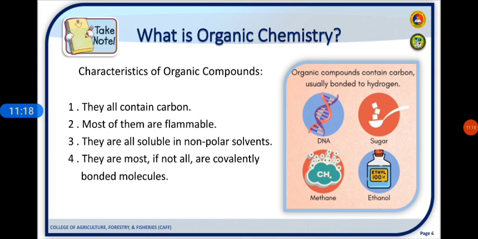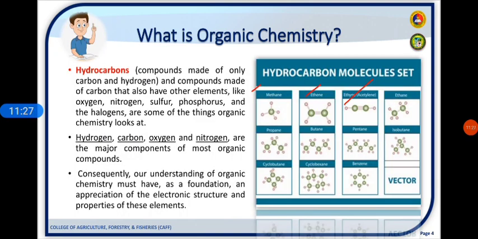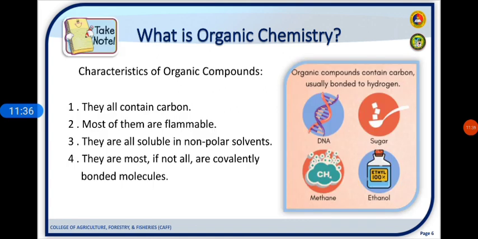Number two, most of them are flammable. For example, methane, with a chemical formula of CH4. Methane is actually flammable, and all hydrocarbons are actually flammable, such as butane. You are familiar with butane gas, right? Butane is flammable because it is a hydrocarbon. And three, they are all soluble in non-polar solvents. Four, most, if not all, are covalently bonded molecules.